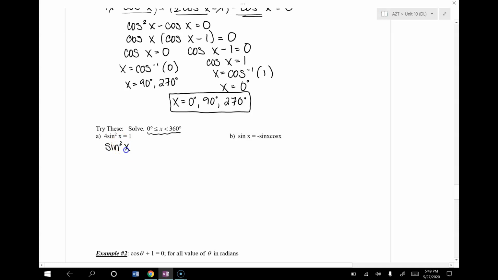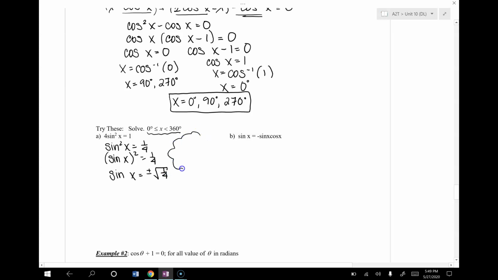So I'm going to say that sine squared x is equal to 1 over 4. And remember that sine squared of x is the same as the sine of x quantity squared. So in order to get sine of x by itself, we're going to take the square root. So that means that the sine of x is equal to, don't forget the plus and minus, the square root of 1 over 4.